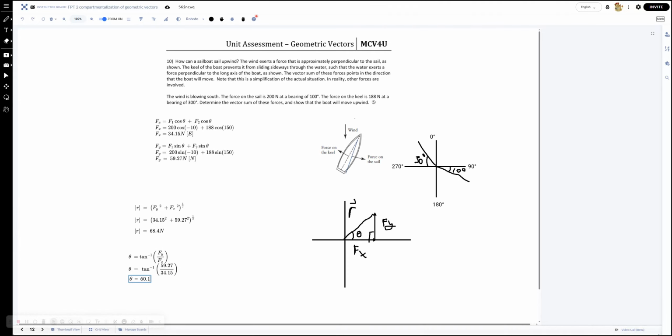60.1 degrees. Awesome. So now we have our resultant's magnitude and its direction, so we know exactly what this vector is. Pretend that there's a vector symbol here. R is equal to 68.4 newtons. And since we know this angle is theta right here, and this is east and this is north, it's 68.4 newtons east, 60.1 degrees north.